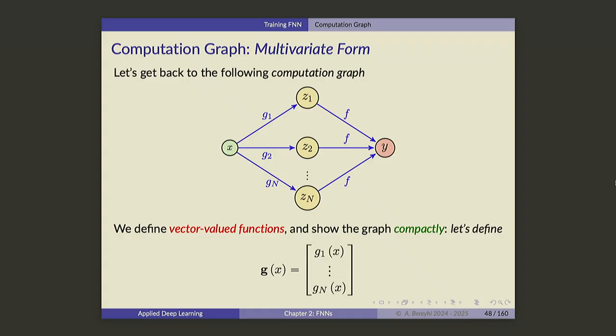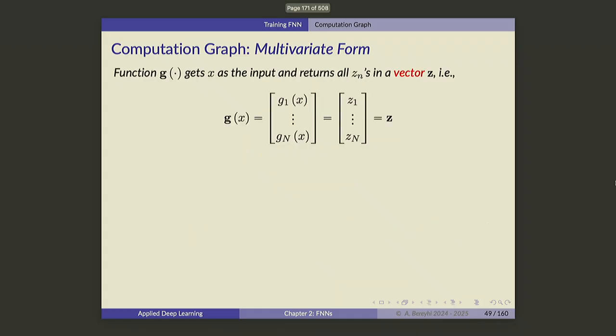Then I can write it down as a vector function, right? So it's a function g, which takes x and computes all the values z1 to zn in one shot. So it's a vector function. It's still a function, right? You give x to it, it's going to give you different z's. OK, that's your vector function.